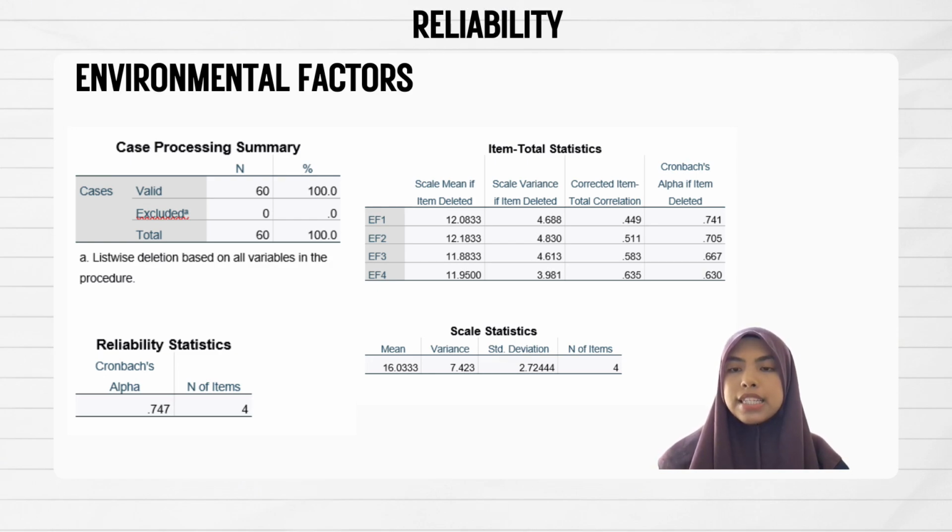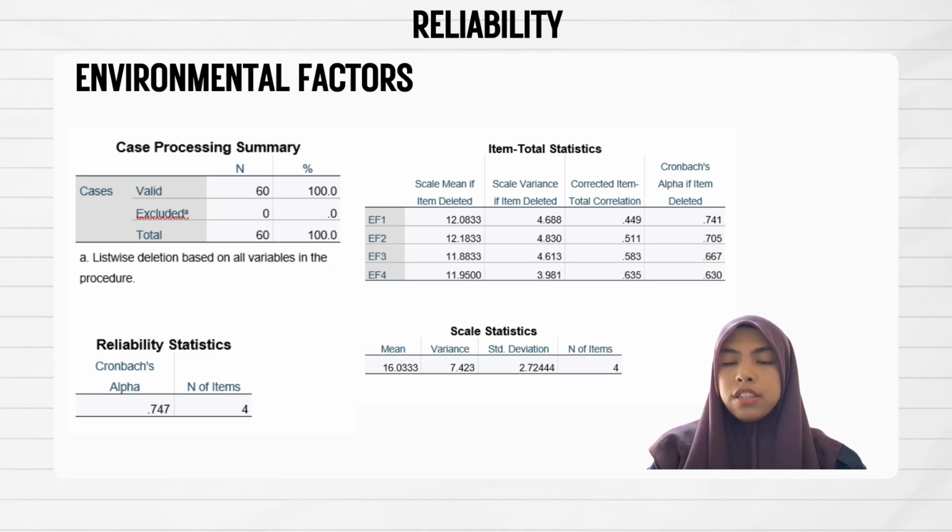The reliability analysis yielded a Cronbach's alpha of 0.747, indicating moderate internal consistency and suggesting that the 4 items on the scale are reasonably correlated and effectively measure the same construct. The analysis showed that all items are important for the scale reliability. EF4 has the strongest impact, correlation 0.635, and reduced reliability the most if removed.